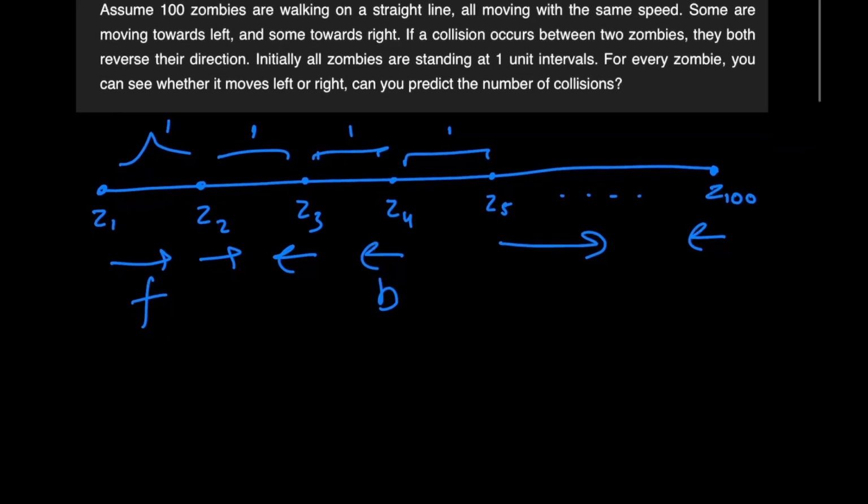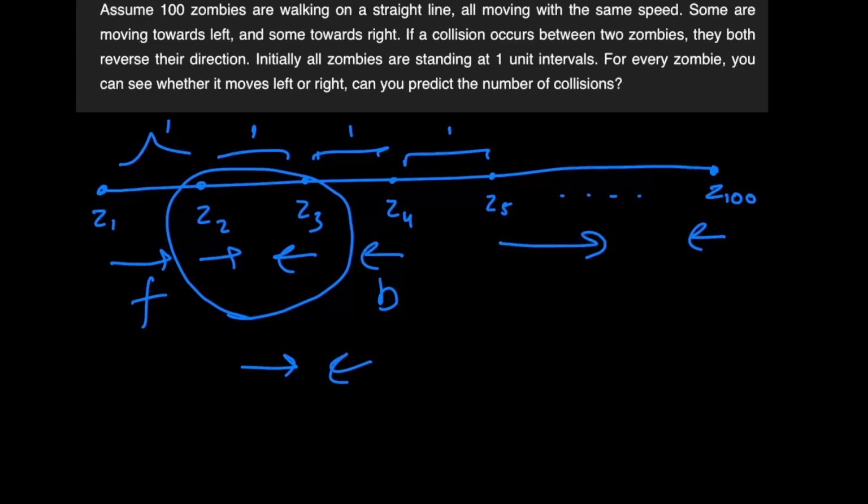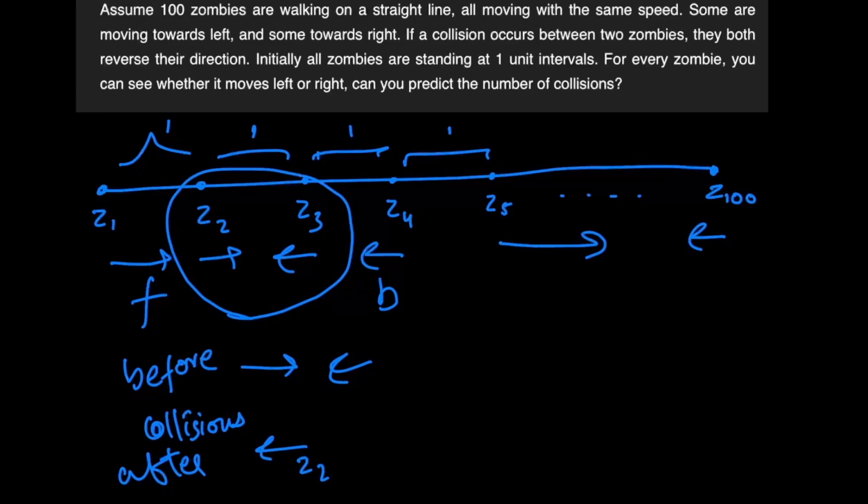Now, what is meant by a collision? If you see these two zombies over here, Z2 and Z3, since one of them is walking in the forward direction and Z3 is walking in the backward direction, both of them are gonna collide, right? So this is before collision, then the collision happens, and after the collision, Z2 is gonna be walking in this direction and Z3 is gonna be walking in this direction.